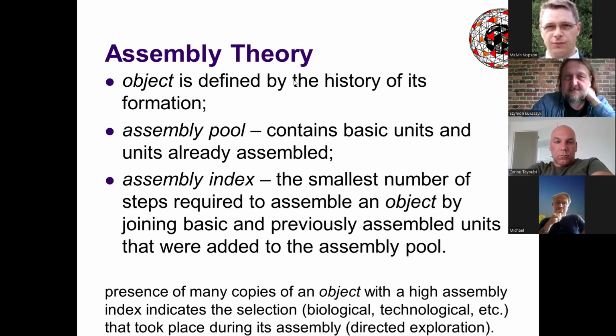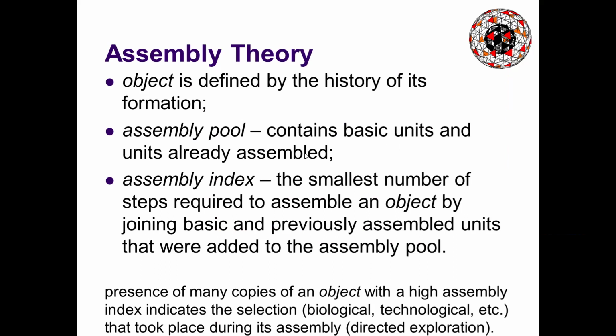An object is defined in this theory not as a set of particles in space, but rather by the history of its formation. It introduces the notion of an assembly pool. It contains the basic units, be it chemical bonds, be it bits, like in our case, and the subunits that were previously assembled. And then we have the assembly index, which is the smallest number of steps required to assemble an object from these basic units and previously assembled blocks.